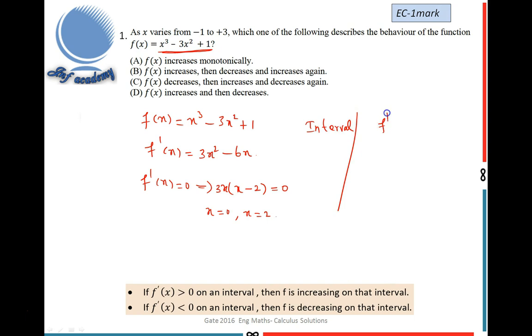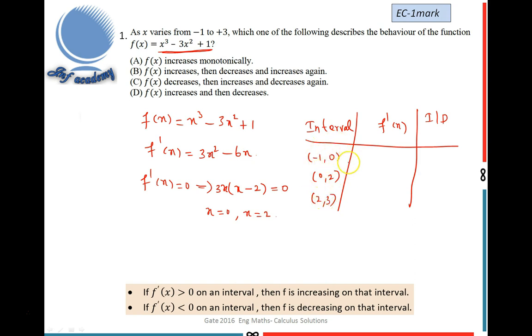Interval, next f dash of x, next increasing or decreasing. What is the interval? Starting from -1, the points 0 and 2 I also got. So the first interval is -1 comma 0. Second interval is 0 comma 2. Third interval is 2 comma 3.